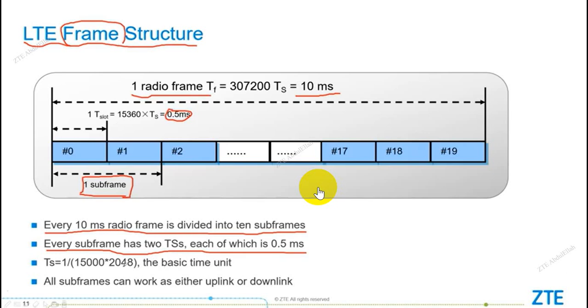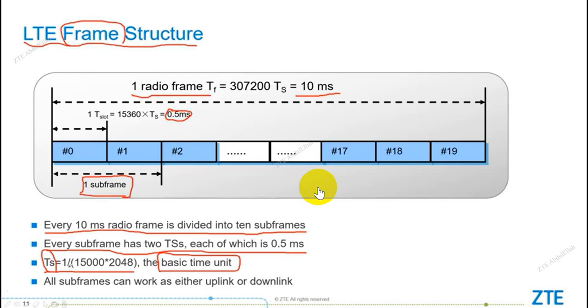The next concept is TS. Here TS does not mean time slot. This TS means basic time unit. This is the time unit in LTE. It's similar to our time units in life, for example, hour, minute, second. This is our time unit, but LTE has its own time unit. So what is 1 TS?